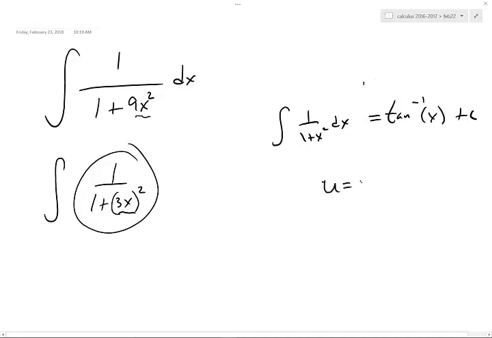So look, u is equal to 3x. So du would be 3 dx. Where'd your dx go? I just lost it. It's still here. I swear it's still here. It's right there. You see that?